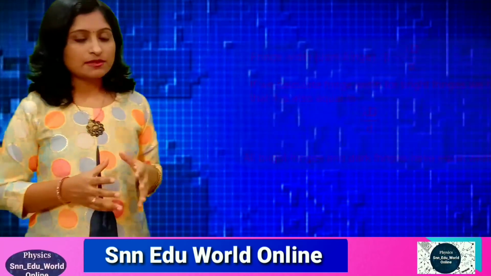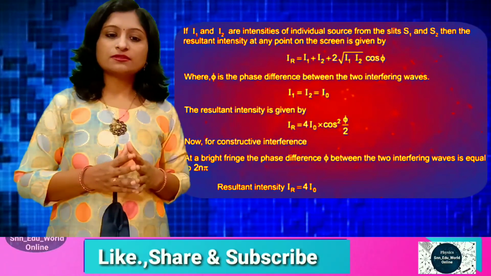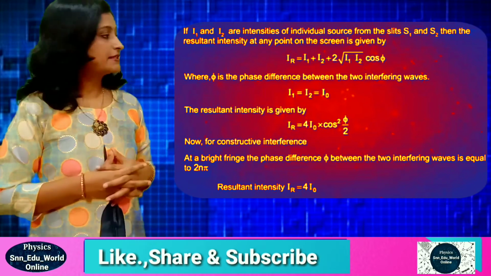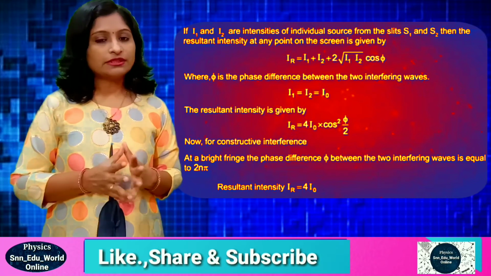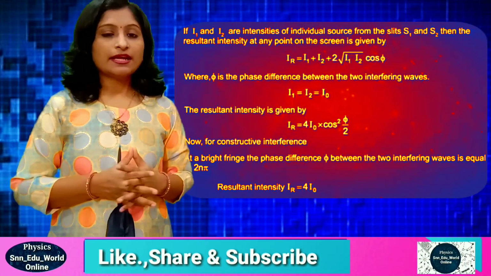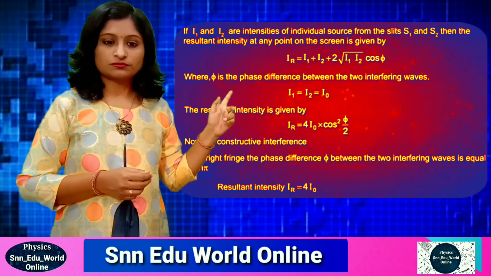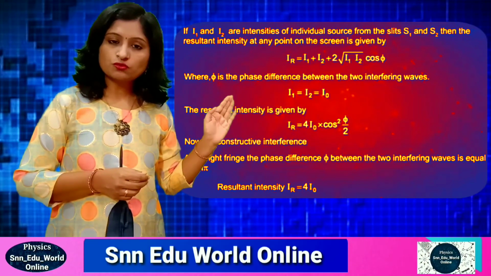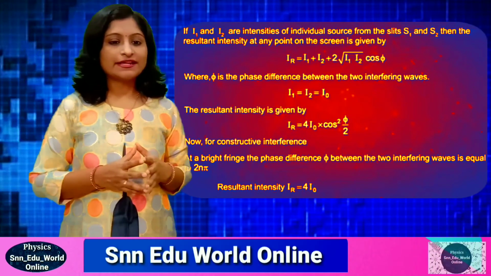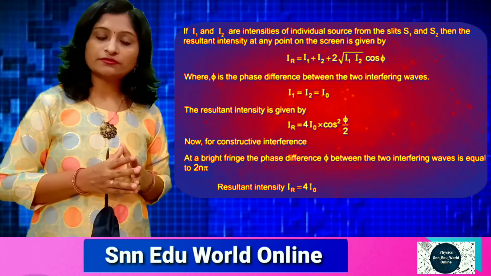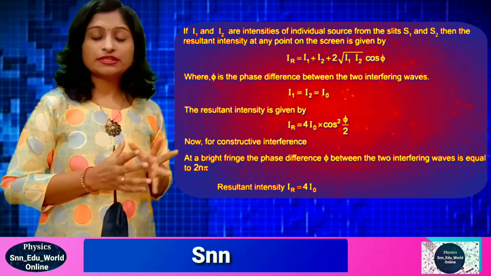Now let us discuss the intensities. If I1 and I2 are the intensities of the individual sources from the slits S1 and S2, meaning here we are getting the two sources S1 and S2, and I1 and I2 represent different intensities, then we know the resultant intensity: IR is equal to I1 plus I2 plus 2 square root of I1 I2 into cos phi, where phi represents the phase difference between the two interfering waves. So this is the formula for the resultant intensity.